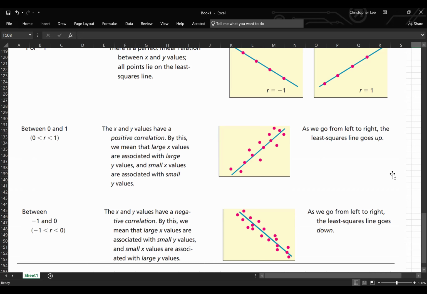Hmm. I mean, it's on what? When it starts with zero, positive is going, it's up. Yeah, that's true. Yes, you can think of it like that.